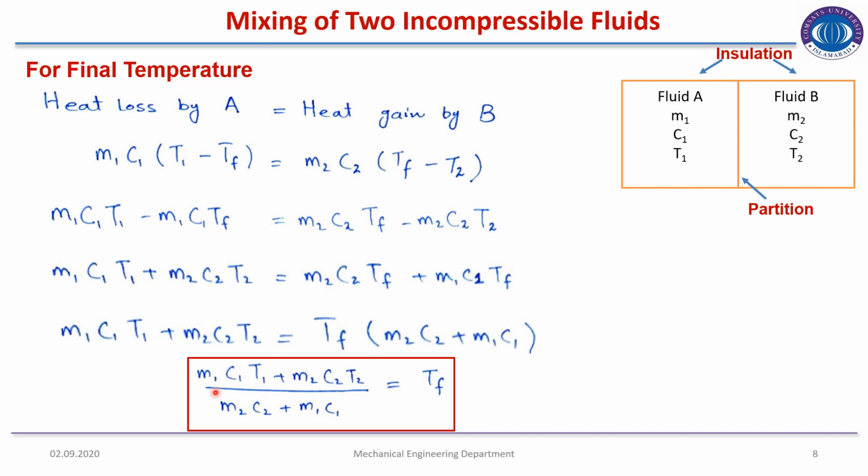So m1 is the mass of fluid A, c1 is the specific heat of fluid A, T1 is the initial temperature of fluid A, m2 is the mass of fluid B, c2 is the specific heat of fluid B, T2 is the initial temperature of fluid B. So when you put all these values in the relation, then you can calculate the final temperature of the fluid after mixing.